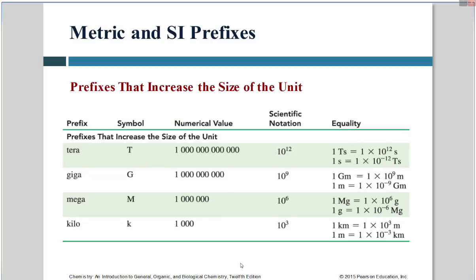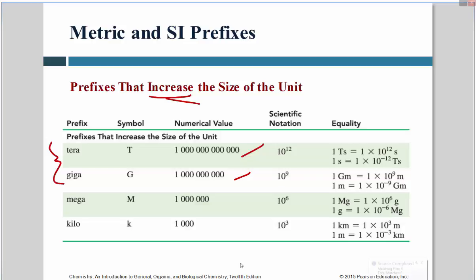So these are all the ones that increase the size. So these are all bigger than the base. So tera and giga are pretty much what you're going to see in computers, whereas giga is a billion and tera is a trillion. So when you buy a 1 terabyte hard drive, external hard drive, you're getting something that's 1 trillion times bigger than a byte. If you're getting like 5 gigabytes, you're getting 5 billion times bigger than a byte.